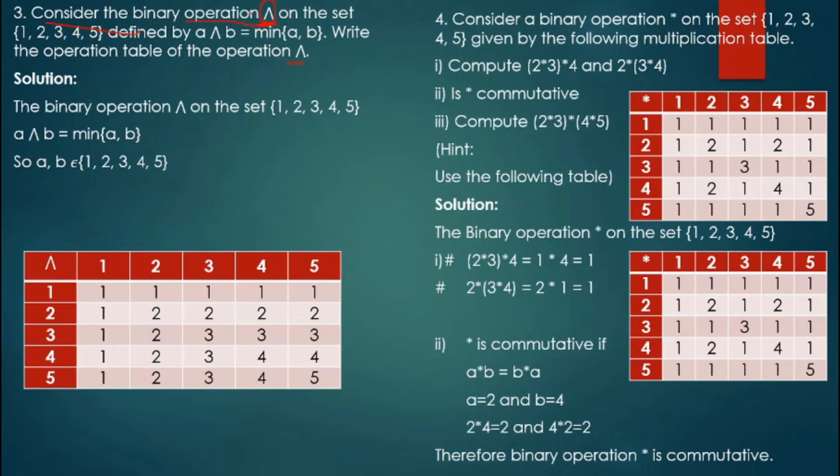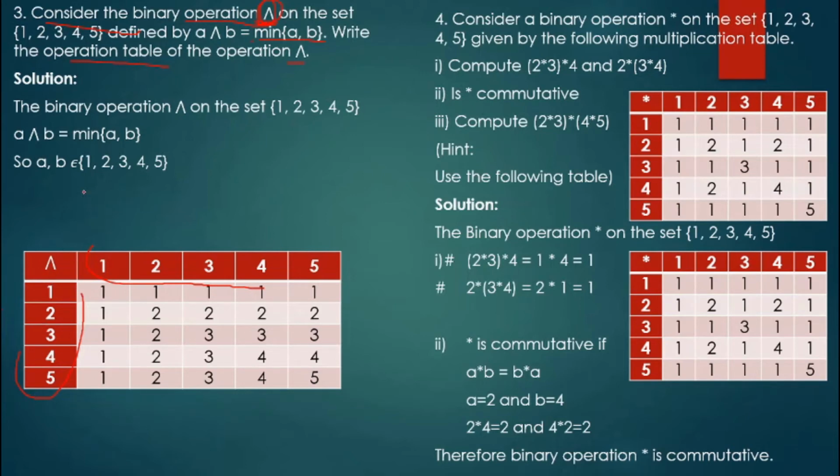So here we have the binary operation as wedge. So what do we have to perform here? We have to find the minimum between A and B. So what are the elements of the set? 1 2 3 4 5. What do we have to write here? We have to form a binary operation table. So binary operation table is formed in this way. This part is your A's value and this one we consider as your B's value. Okay, so this way we write the binary operation table.